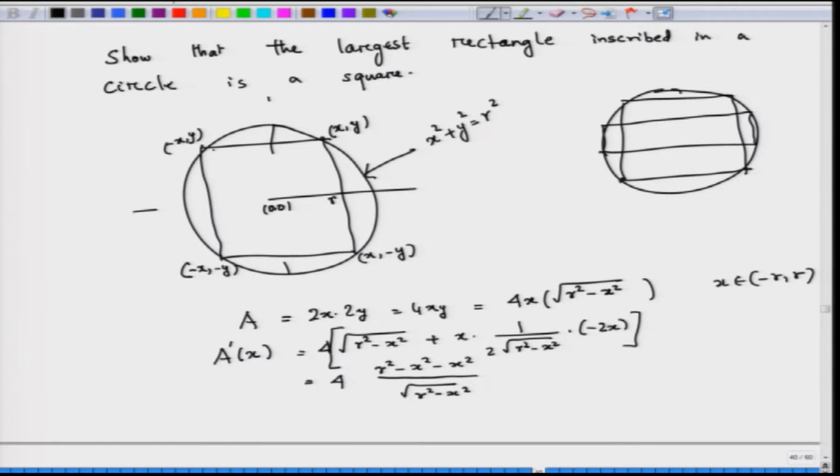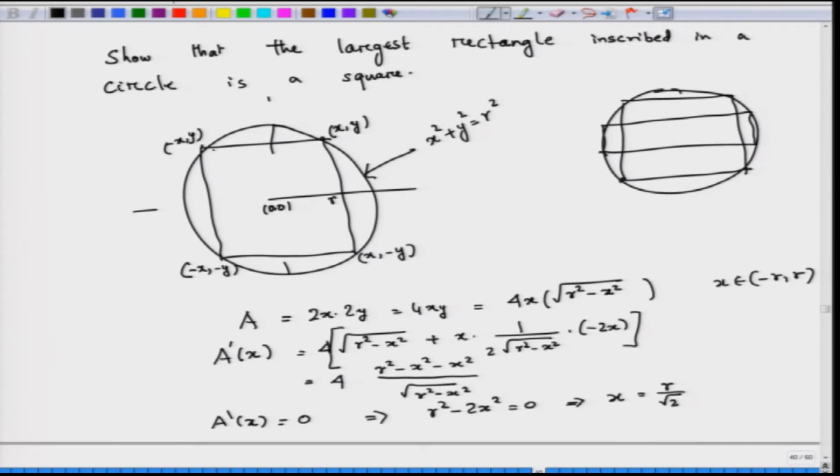Now, we are interested in finding the maximum value for this function A. Therefore, A prime of x equal to 0 will imply that r square minus 2x square is equal to 0. This will imply that x is equal to r by square root of 2, because x square is equal to r square by 2 and we are taking x on the positive side. So, we will only consider the positive square root, that is r by square root of 2.